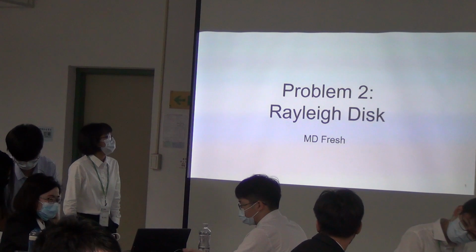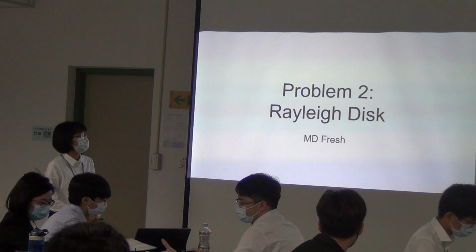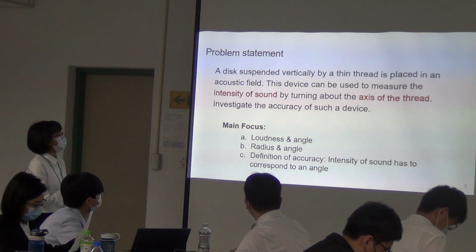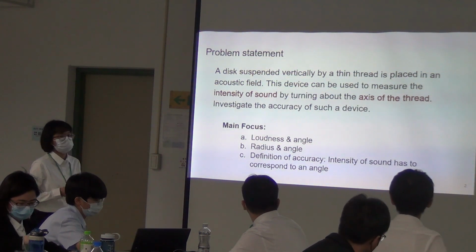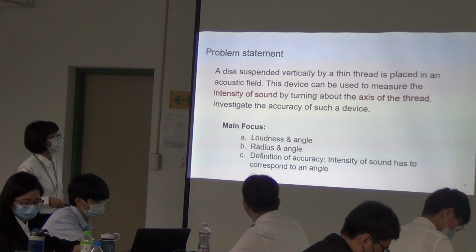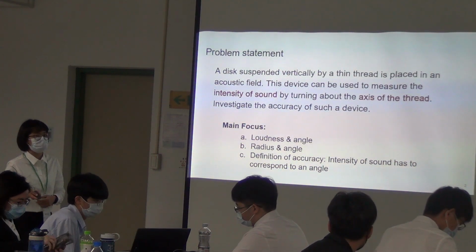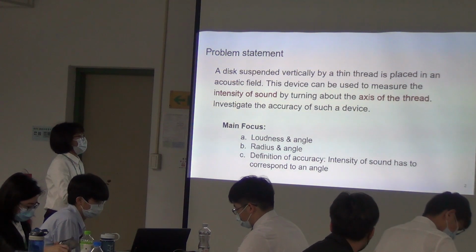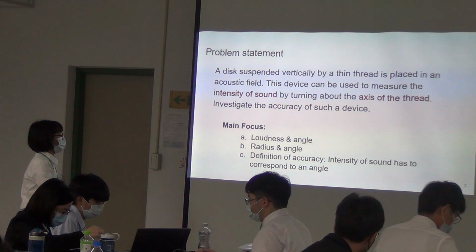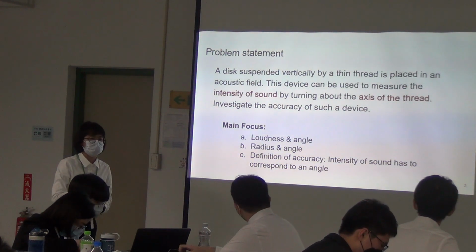Hello everyone. I'm Ming from MD Fresh, and today our topic is Problem 2. Problem statement: a disc suspended vertically by a thin thread is placed in an acoustic field. This device can be used to measure the intensity of sound by turning about the axis of the thread. Investigate the accuracy of such a device. Our main focus will be loudness and angle, and the relationship between radius and angle. And third, the definition of accuracy, as the intensity of sound has to correspond to an angle.